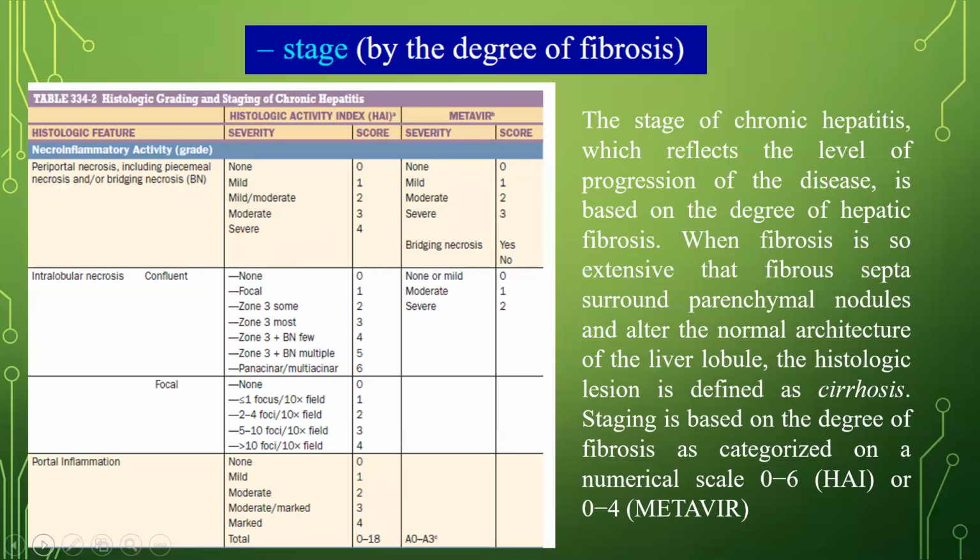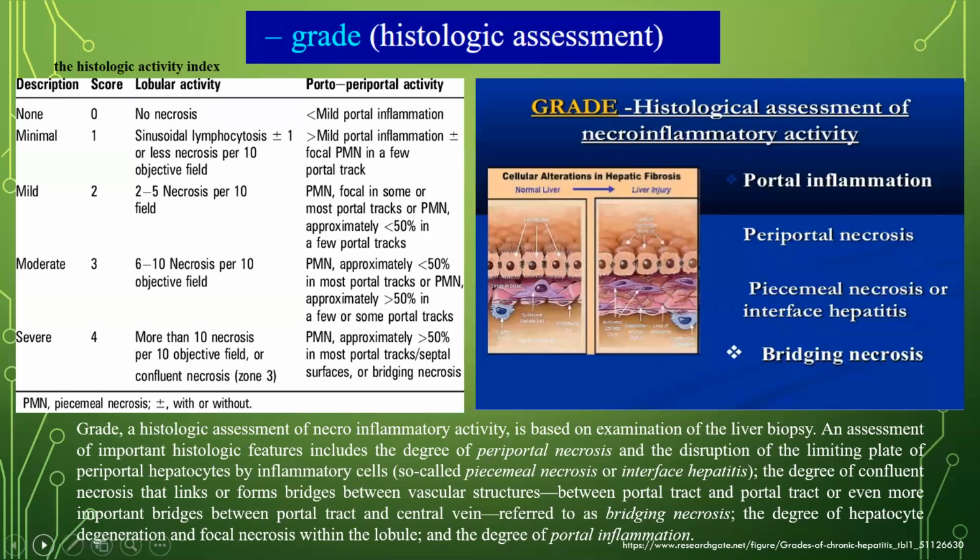How to calculate the score you can see on the table present on this slide, depending on the presence or absence or severity of periportal, intralobular, or focal necrosis and portal inflammation. The stage of chronic hepatitis will be established. Then the grade. Grade is the histological assessment of necroinflammatory activity based on examination of the liver biopsy.